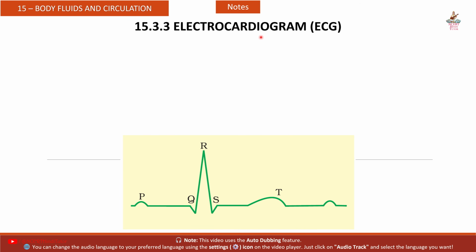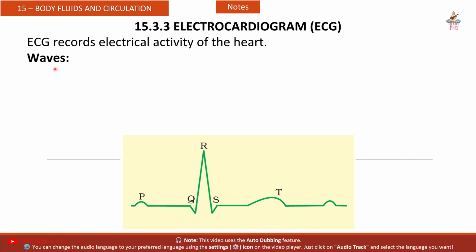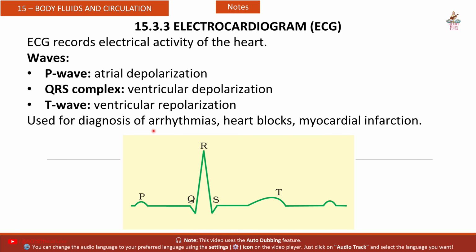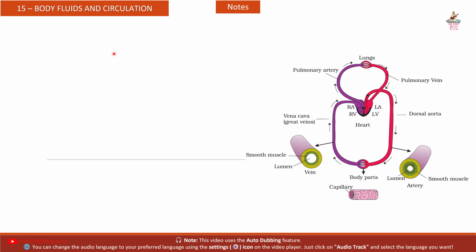15.3.3 Electrocardiogram, ECG. ECG records electrical activity of the heart. Waves: P wave, atrial depolarization. QRS complex, ventricular depolarization. T wave, ventricular repolarization. Used for diagnosis of arrhythmias, heart blocks, myocardial infarction.